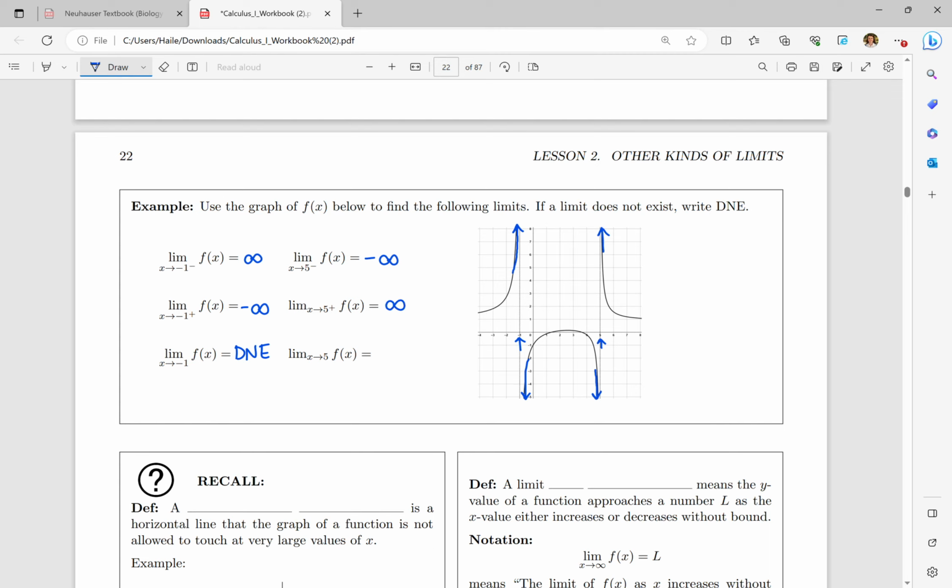And once again, our last job is to look at the overall limit, which again cannot exist because the left and the right are two different things. One is going up, one is going down, so this overall two-sided limit does not exist.